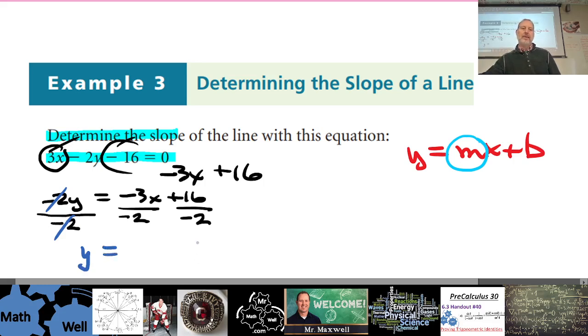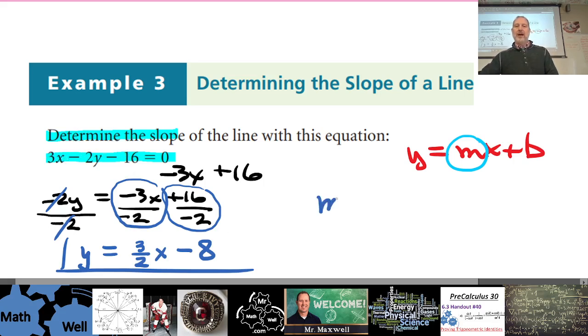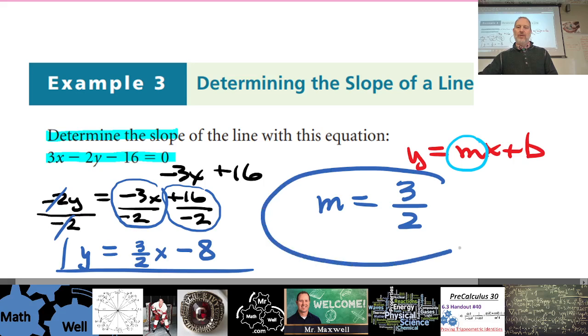Now here's the key. What is this term when I simplify it? Positive 3 over 2x, or 3x over 2. They're both the same. And then what about this one when I simplify it? That's going to be negative 8, or minus 8. Very good. So you've changed the general form into y equals mx plus b form, and so then our slope is positive 3 over 2. Excellent.